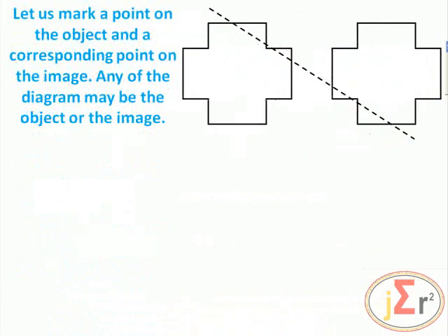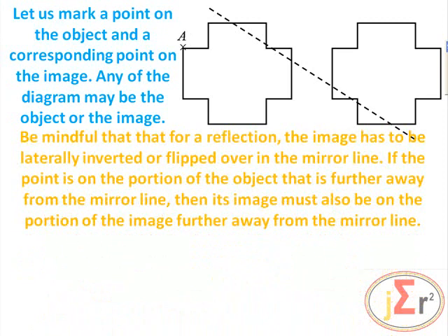So there we have option A enlarged. Let us mark a point on the object and a corresponding point on the image. Any of the diagrams may be the object or the image. So put a point right there. That is point A. If we need to locate the other one, how do we do it?